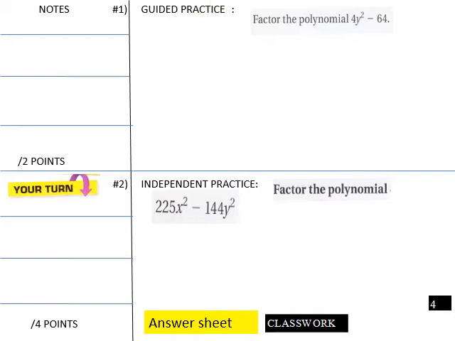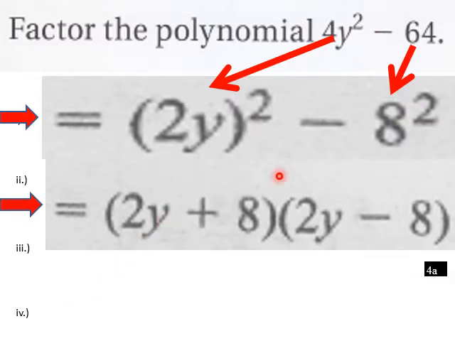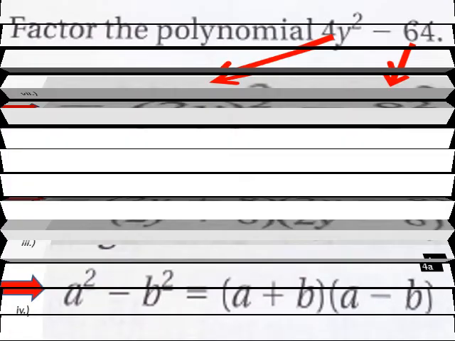Okay, for our first guide, factor the polynomial. So we have a 2y squared. We have two perfect squares here. We have a difference of two squares. So this is our a and this is our b, and we use a difference of two squares. And then we get a plus b, a minus b. This is the pattern that we're following. We're taking the square root of a and then the square root of b, which is 2y and then 8. And then we plug it into this pattern.